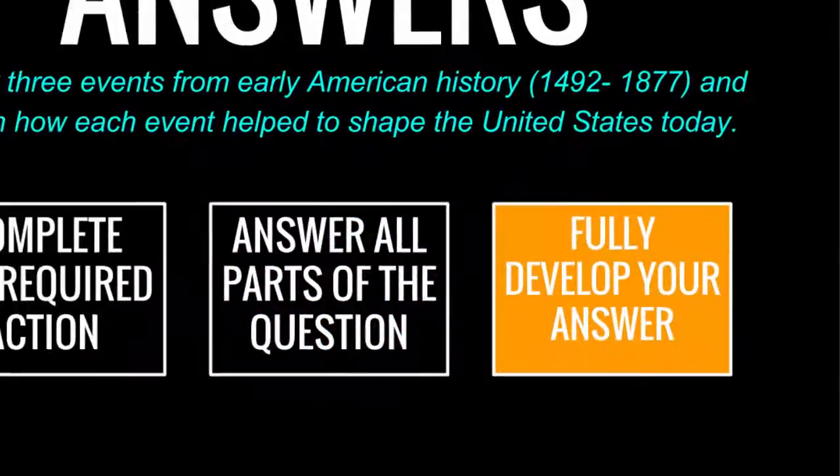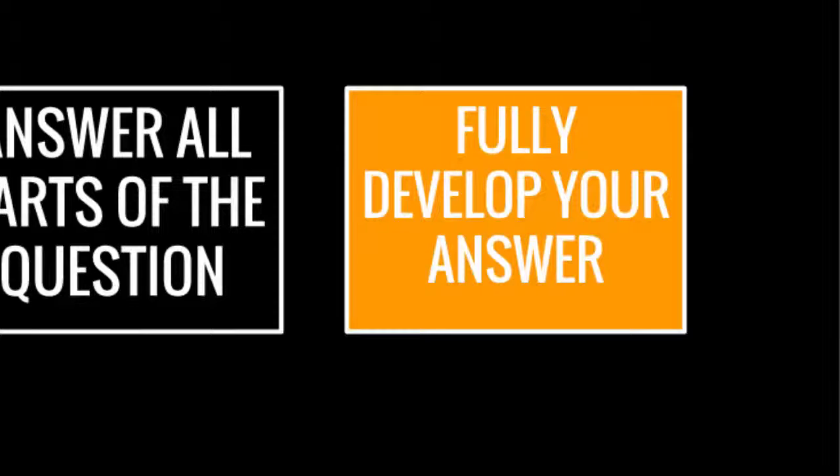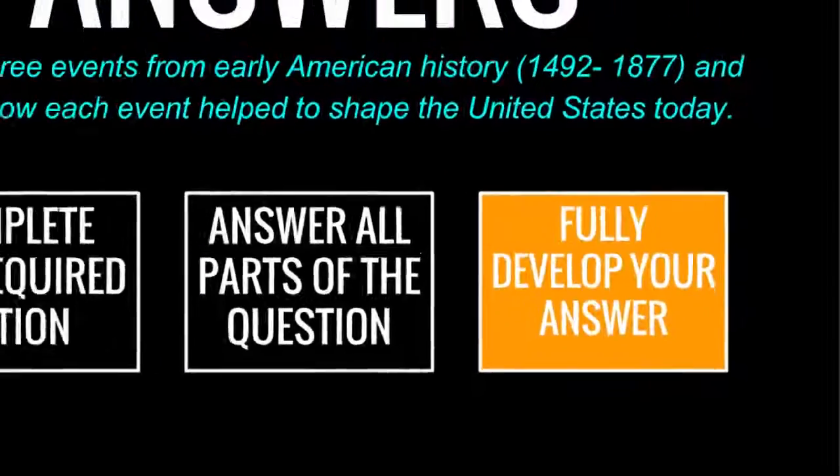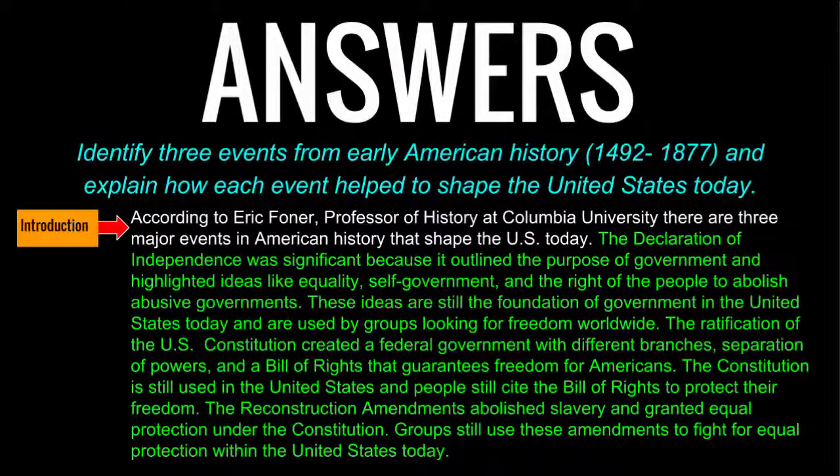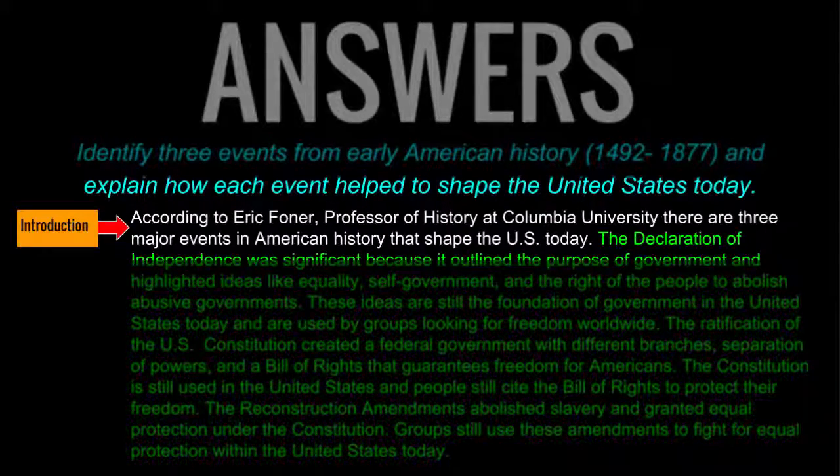The third step to remember in the answer section is to fully develop your answers. You must support your answer with facts or ideas from your research. Write as if the reader is unfamiliar with the topic. For this example, explain the answer as if the reader does not know about the event. You can see this sample response begins with an introduction. This introduction includes evidence, it is specific, and it restates the question.